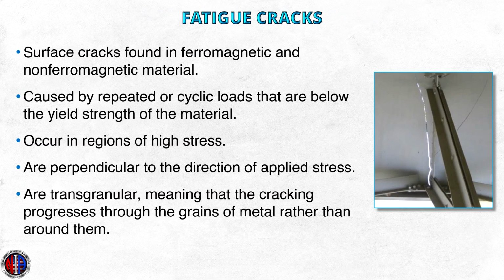Fatigue cracks. Fatigue cracks are surface cracks found in ferromagnetic and non-ferromagnetic material. Fatigue cracks are caused by repeated or cyclic loads that are below the yield strength of the material. They occur in regions of high stress, are perpendicular to the direction of applied stress, and are transgranular, meaning that the cracking progresses through the grains of metal rather than around them. The image we see here on the right is a fatigue crack located on a bridge girder.